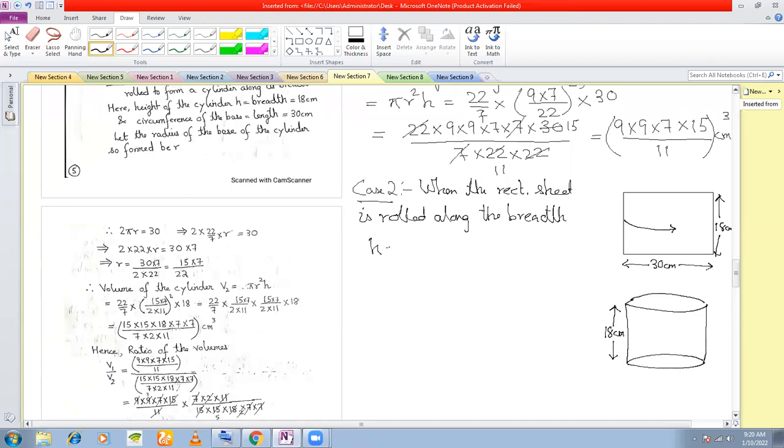In this case, what is the height of the cylinder? As shown, 18 centimeters. And what else? What can you say about the circumference of the base? This circumference of the base becomes the length, right? So the circumference of the base must be equal to 30, right? Now, what do you mean by circumference of the base? It is 2 pi r. This time 2 pi r is equal to 30. So from here again, you can calculate the value of r.